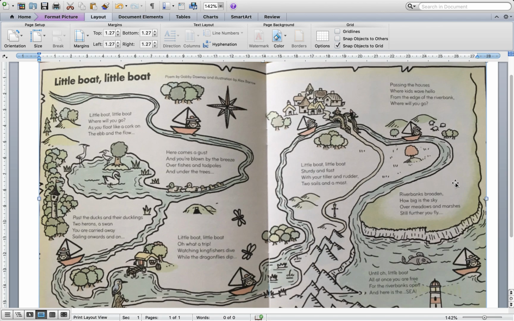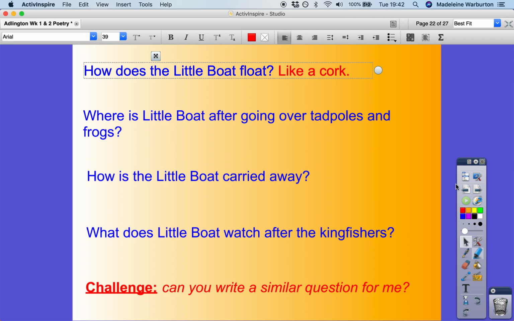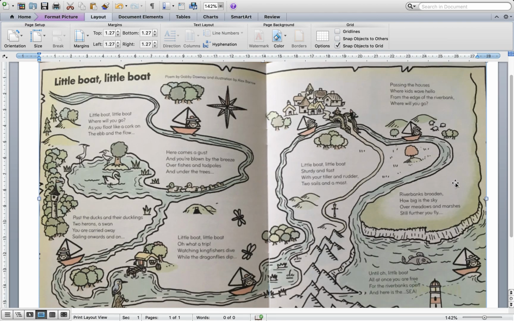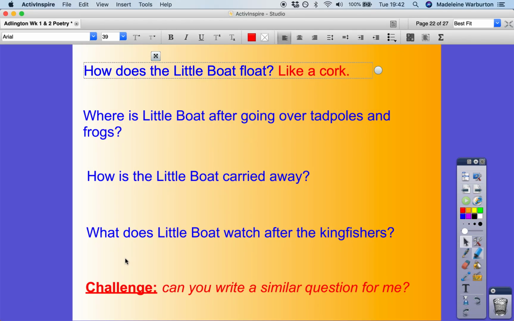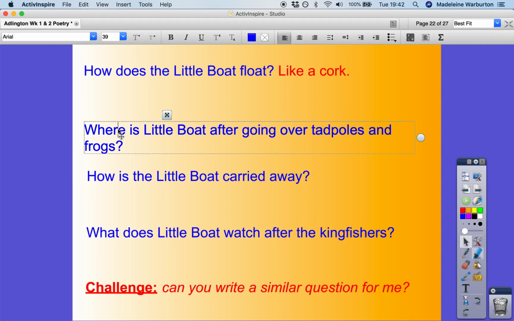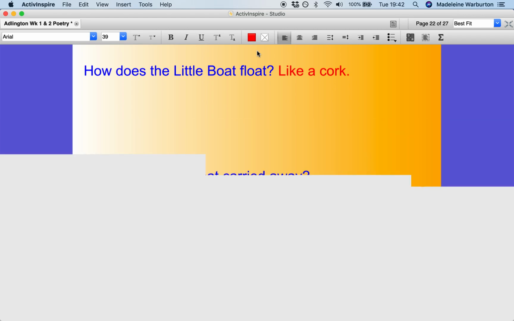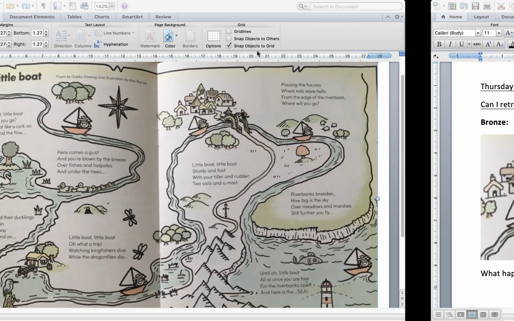Tadpoles. What was the question again? Where is the little boat after going over tadpoles and frogs? So maybe that's it there. Over fishes and tadpoles and under the trees. Past the ducks and the ducklings, two herons, a swan, you are carried away sailing onwards and on. So I think I've got tadpoles over fishes and tadpoles. After that he's going past ducks and their ducklings. Past ducks and ducklings. Brilliant.